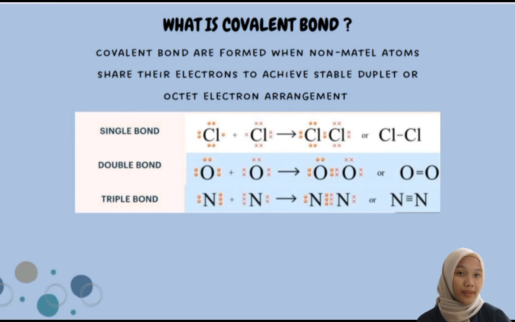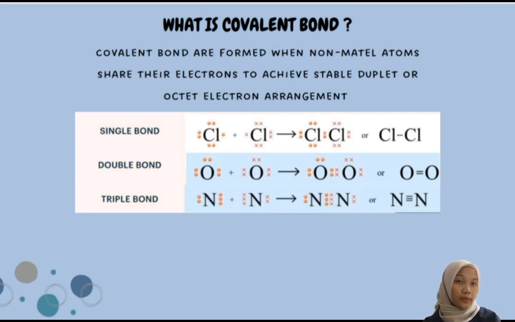The first one is the single bond. In chemistry, a single bond is a chemical bond between two atoms involving two valence electrons. A single bond is formed when one pair of electrons is shared between two atoms. For example, chlorine has 7 valence electrons. To complete its octet, each chlorine shares 1 electron, and a chlorine molecule, Cl2, having a covalent bond is formed.